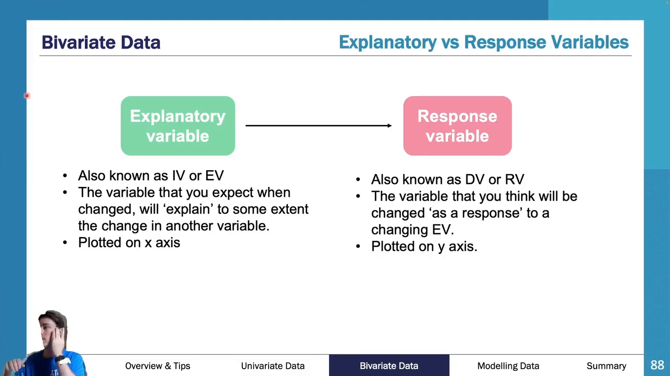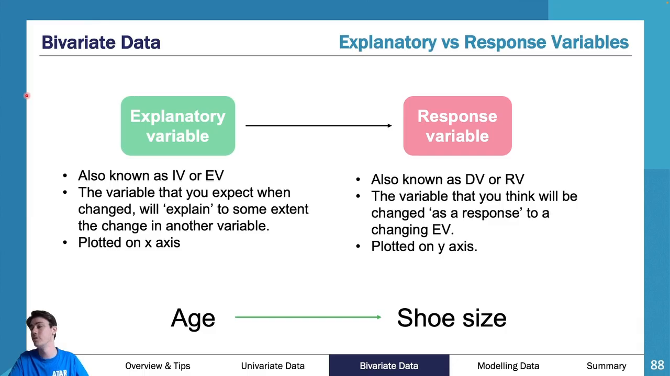So your response variable, which is your RV, or known in science as your dependent variable, but we are going to use RV, not DV, in general maths, is the variable you think will be changed as a response. So age to shoe size. It's not shoe size to age.